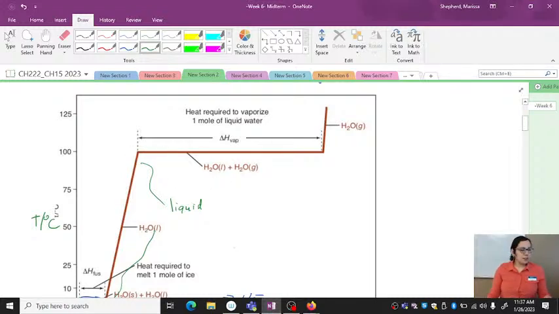So what happens at 100 degrees Celsius with water? Yeah, what did you say, vapor? Yeah, vapor. So it turns into a vapor or gas. And so we have our next state change.